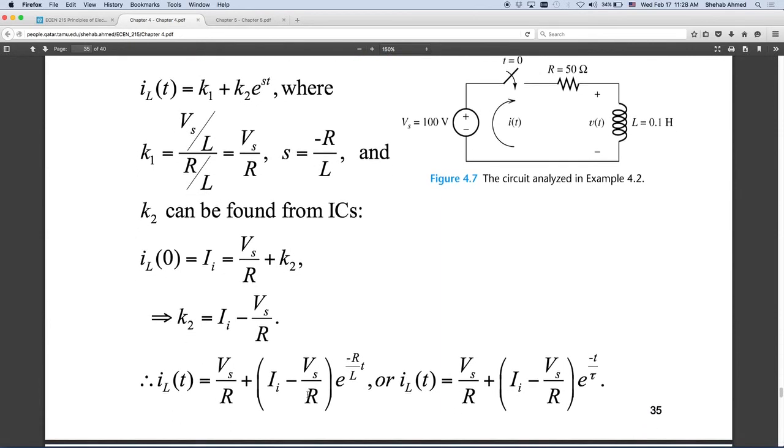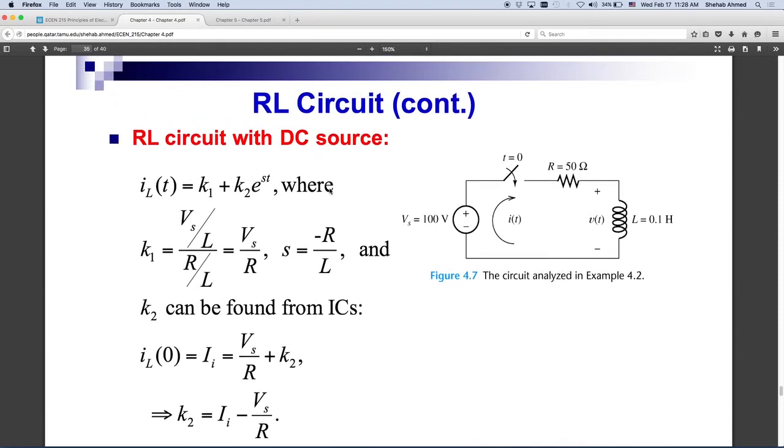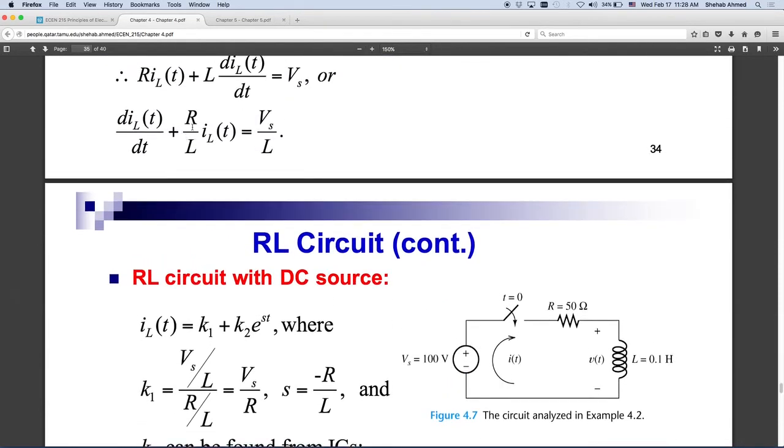They go through the process on this slide, right? So K1 is equal to B over A. B is Vs over L. A is R over L, which gives Vs over R. S is equal to minus R over L, so it's equal to minus A, where A is equal to R over L here.